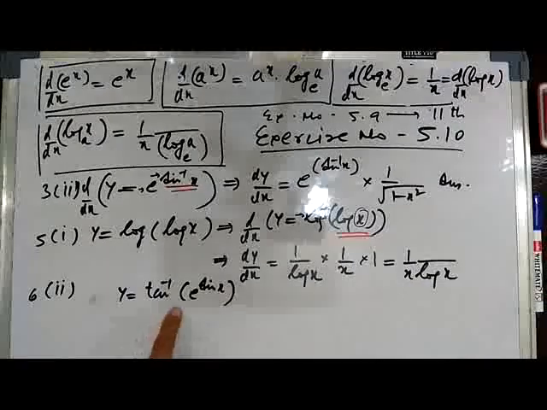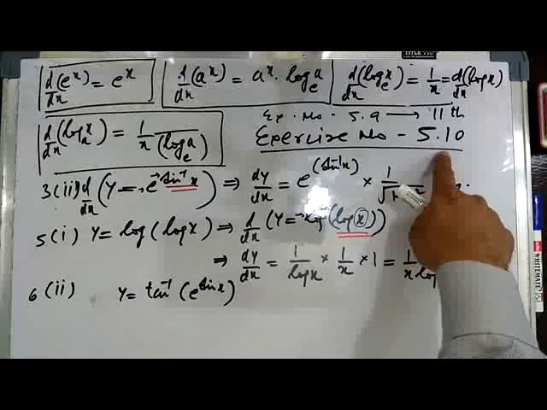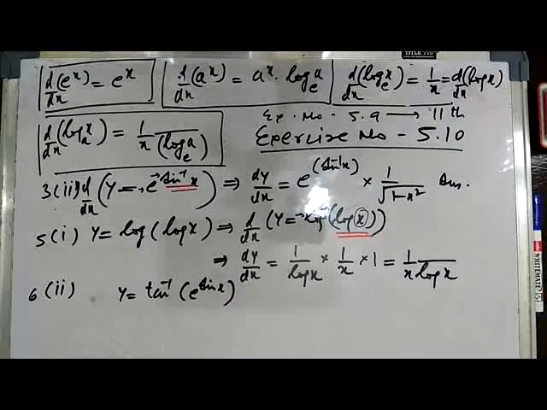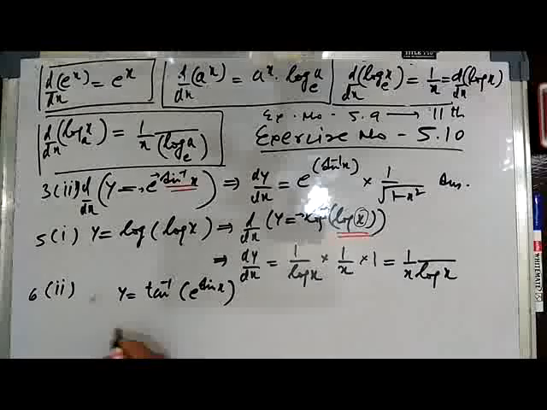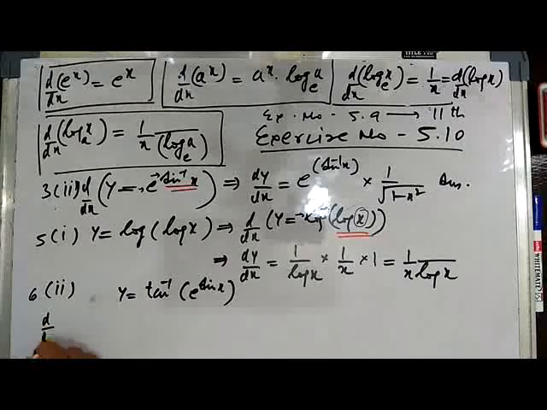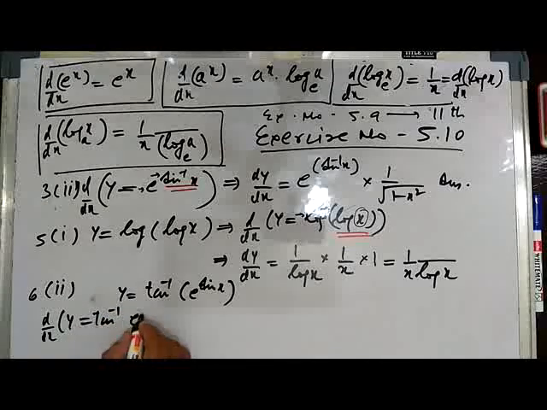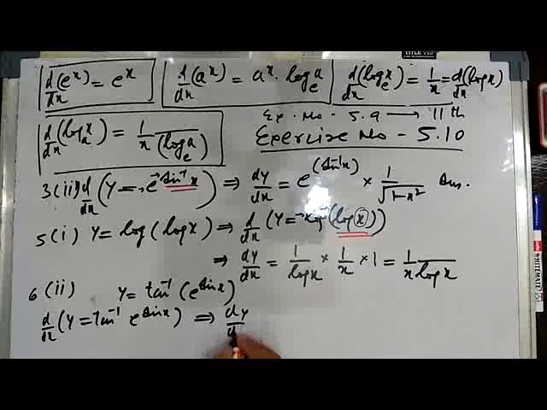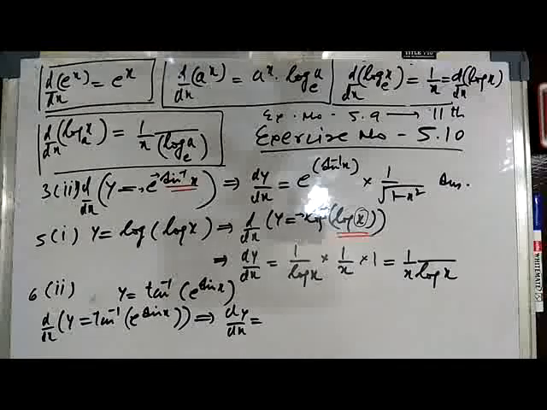So the next question from the same exercise 5.10, that is question number 6, second part. We have this question. Suppose we apply a differential operator over this tan inverse e power sin x. So by the chain rule of differentiation, see what happens. First you reach here. Alright. So this is taken as an x.